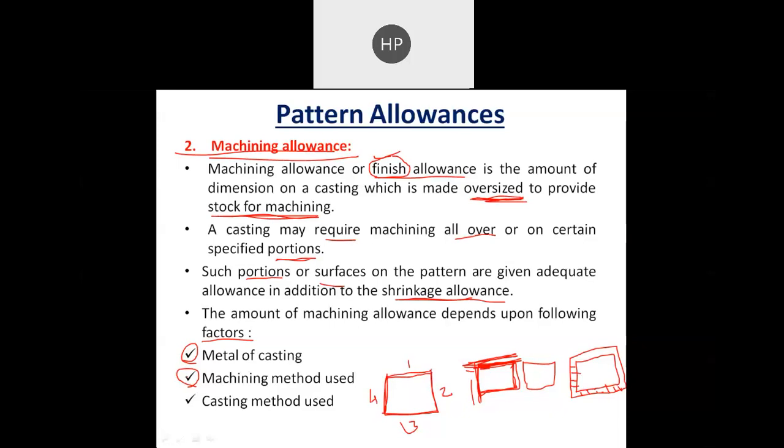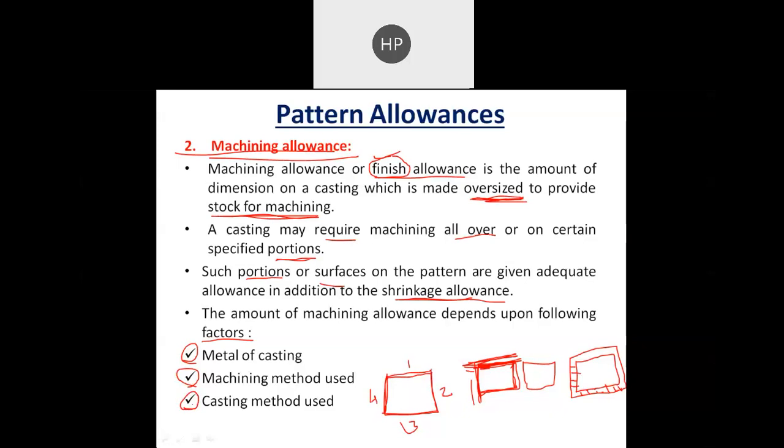Okay, so sometimes we use emery papers, or sandpaper, and we just rub that surface by hand, and in that case the amount of metal removed will be different. So what type of machining method we are using is also one of the factors on which the machining allowance depends. And then, casting method used.